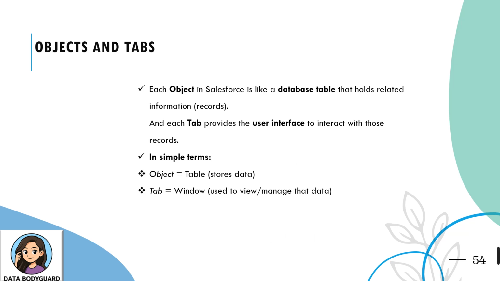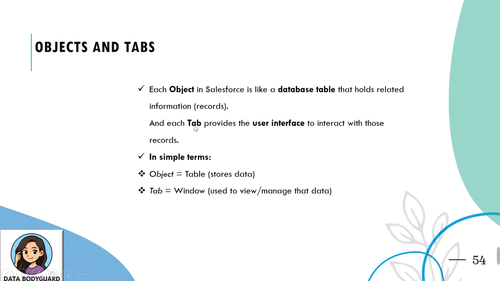Okay, and we'll try to understand that each object in Salesforce is like a database table. We'll see in depth what an object is later, but try to understand the basic things now. Each object in Salesforce is like a database table that holds related information. Here we are calling the information records.